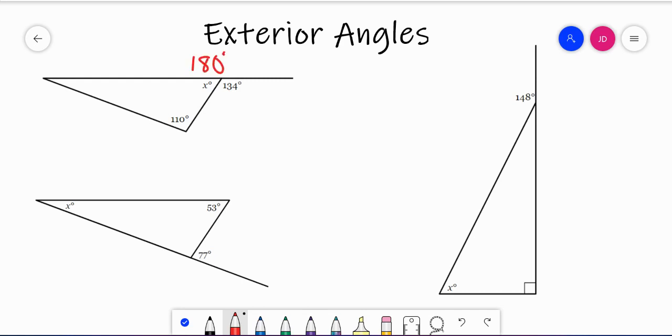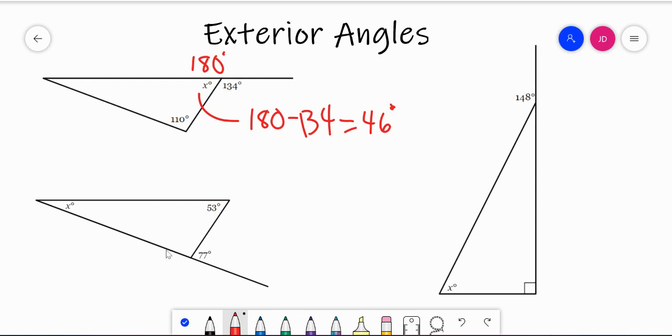So I know this is 180 degrees. To solve for this angle, all you would have to do is 180 minus 34, which is 146. No, 46, excuse me. 46 degrees. And that's it for that. Nice and simple. You know a straight line has 180 degrees, and it's just a simple subtraction problem to figure out what x is.